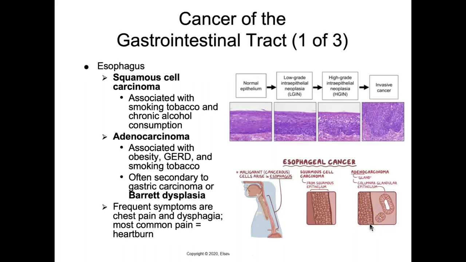And it can progress to metaplasia, a precancerous lesion, and some of the frequent symptoms are going to be chest pain and dysphagia, but most common pain is going to be heartburn. To diagnose this, we want to use endoscopic ultrasound and CT studies of the thorax, and this will help to stage the cancer as well. And for treatment, we want to remove the primary lesion and the local lymph nodes, which can benefit the patient, but sometimes we also need radiation and chemotherapy.